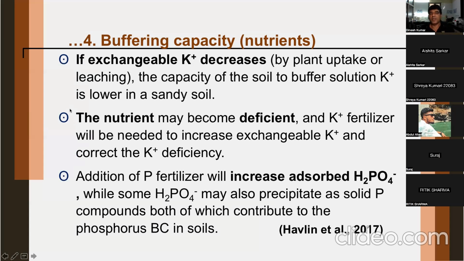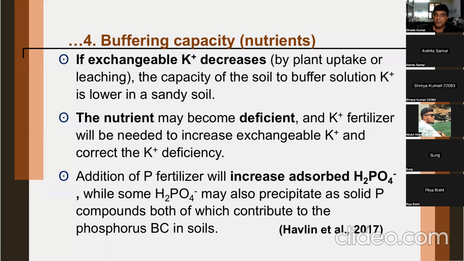If exchangeable K ion, potassium ion, decreases by plant uptake, suppose this is an example, plant uptake is happening and it is taken from the soil solution, or it is lost by leaching. The capacity of the soil to buffer solution K is lower in sandy soil. Lower in sandy soil because its CEC is low. So less quantity of potassium is absorbed on the exchange surface.